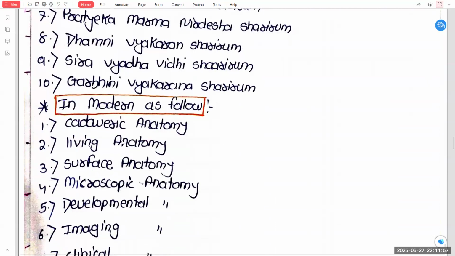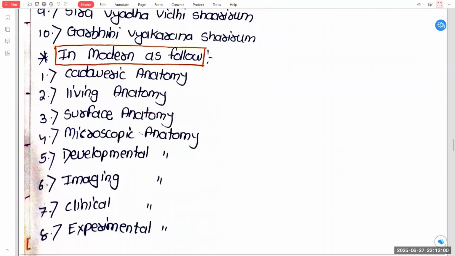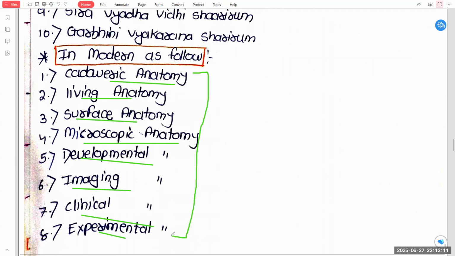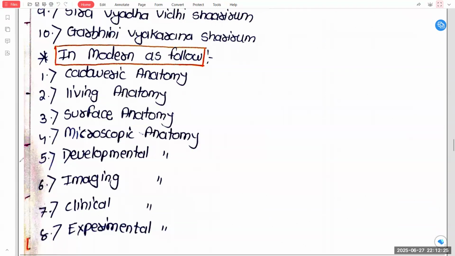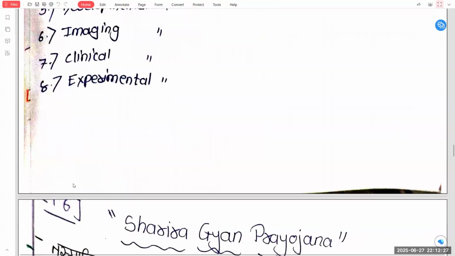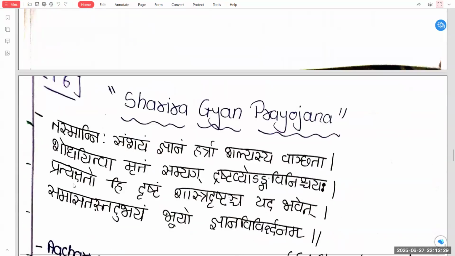In modern anatomy, we can see cadaveric anatomy, living anatomy, surface anatomy, microscopic anatomy, developmental anatomy, imaging anatomy, clinical and experimental anatomy. These definitions you can find in BD Chaurasia. Okay, in the BDC handbook you can easily find the definitions and they are important as well. So you can just refer to it for a better understanding of the topic. Okay, so next topic is Sharira Jnana Prayojanam.